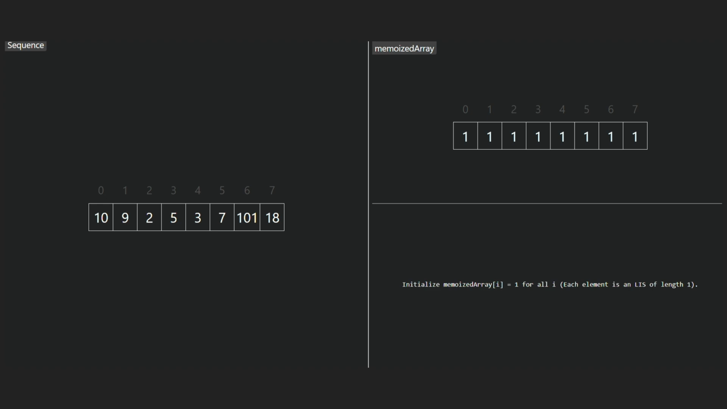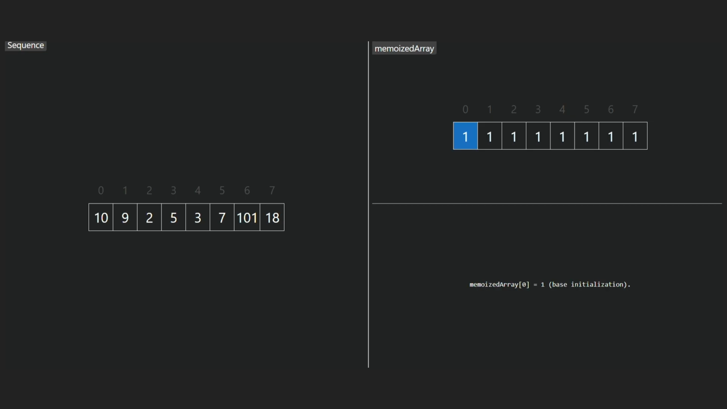Now, we use dynamic programming to compute the LIS. For each position I in the sequence, we calculate memoized array at I, which represents the length of the longest increasing subsequence that ends at index I. The visualizer will process each index from left to right, comparing the current number with all previous numbers to find valid increasing subsequences. Index 0.